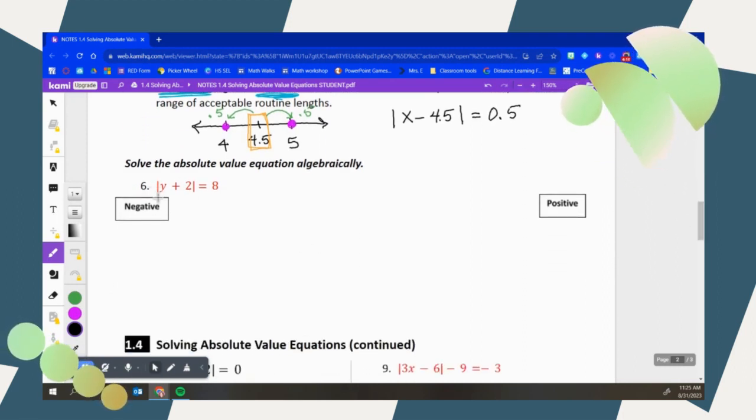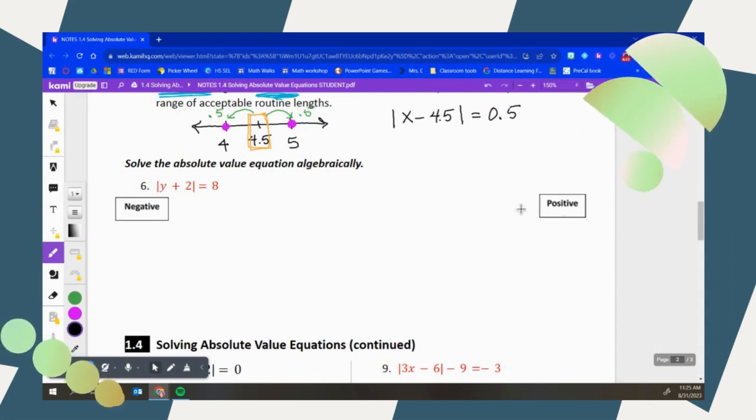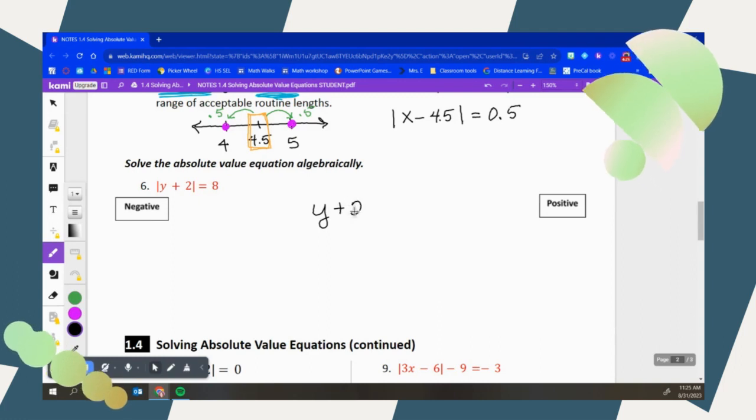If this is my starting point, think about this being the number line right here. My starting point would be here in the middle. So we're going to put the whole thing, the y plus 2, but no absolute value, just the guts, just the middle. Now what's my distance? How far do I need to travel?